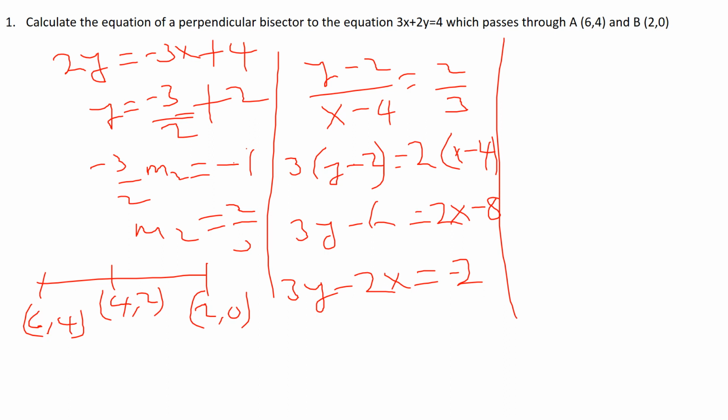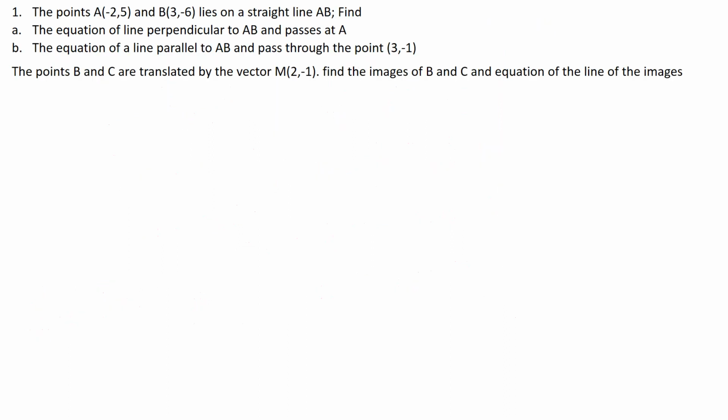Maybe when we are told to get the gradient of the line passing through those points. Then the next question says that the points A and B lie on a straight line AB. Find the equation of line AB. For us, we need to first of all get the gradient, which is m1, and we know this is given by change in y divided by change in x.